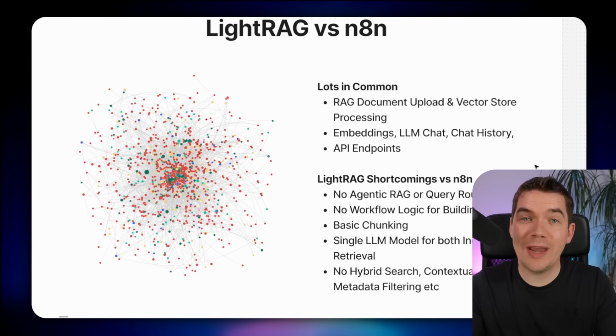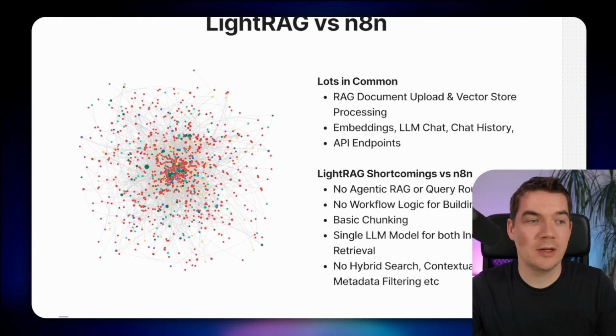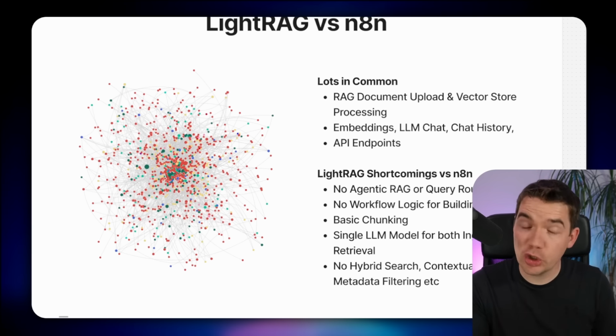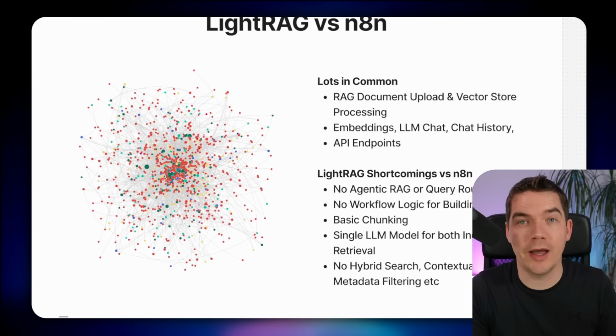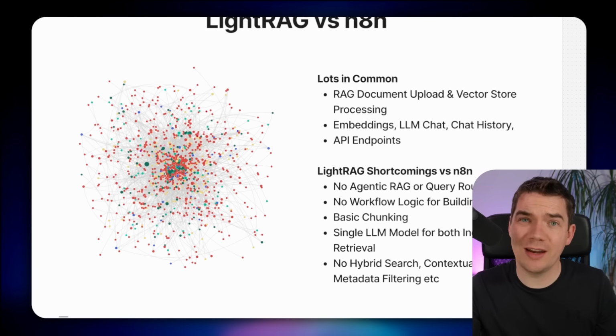There are some shortcomings to only using LightRAG though. For example, there's no agentic capabilities within LightRAG, like what you have in n8n. There's no workflow logic, so you can't build RAG ingestion pipelines. Sure, you can upload a document via the UI, but if you want to programmatically ingest documents from a folder, from Gmail, from web scraping, you can't really do that without using LightRAG's APIs. There's only basic chunking in LightRAG. Yes, you can configure the number of characters and tokens, but it's a really rudimentary splitter that could split in the middle of a word.